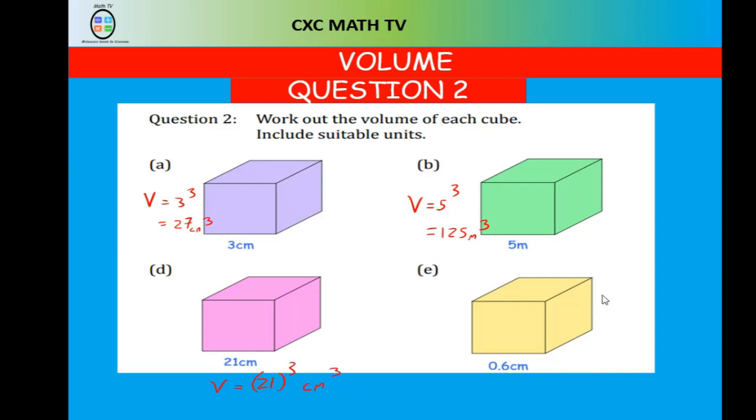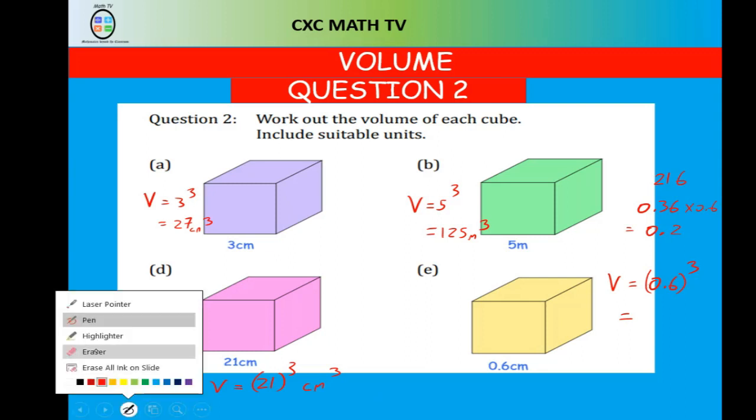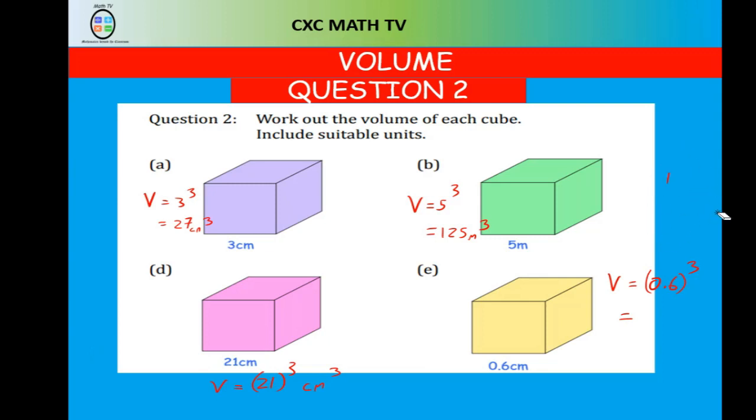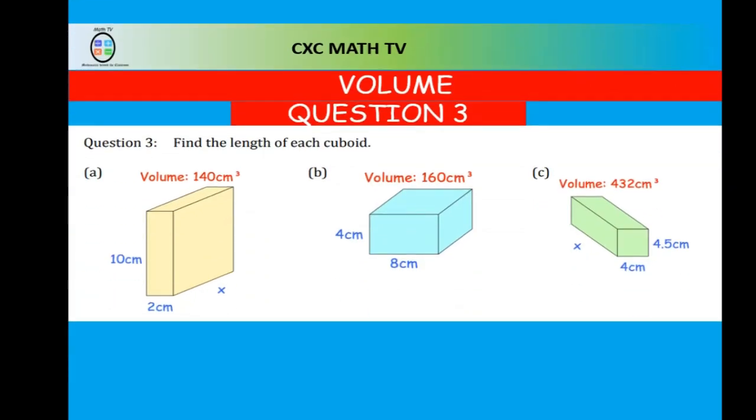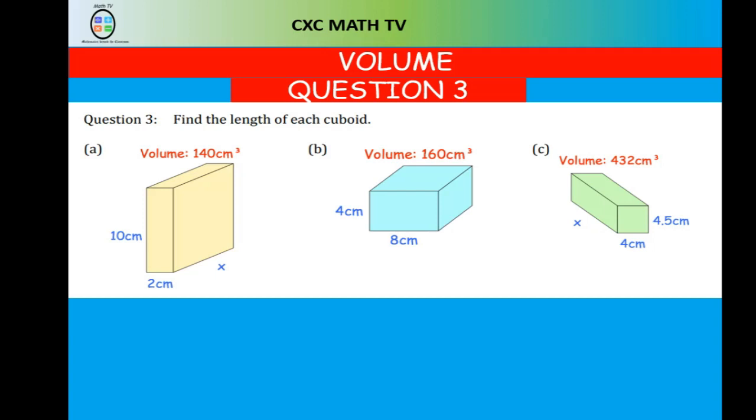When you put that in a calculator, and this one would be 0.6 cubed, which would work out to be, I know 6 cubed is 216, and this needs 3 decimal places, so that would be 0.36 times 0.6. Put this in your calculator, please. I think I'm getting the decimal a little off. So you put that in your calculator and you get your answer, and you write your answer in terms of centimeters cubed. Easy.